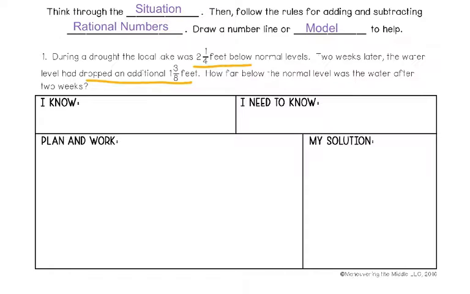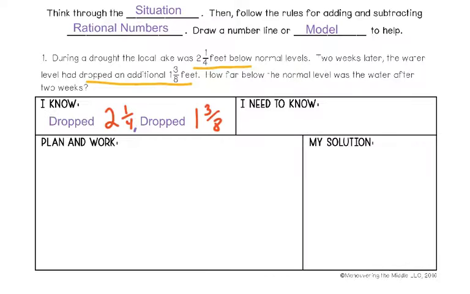So we'll start with what do we know? What we know from the problem is what we underlined. We know that it dropped to 2¼ feet, and then it dropped an additional 1⅜ feet. So just follow along with me as we go through this problem together. The next thing we need to figure out is what we need to know. So as we go through a word problem, it's usually good to have some sort of plan like this. What do we know and what do we need to know?